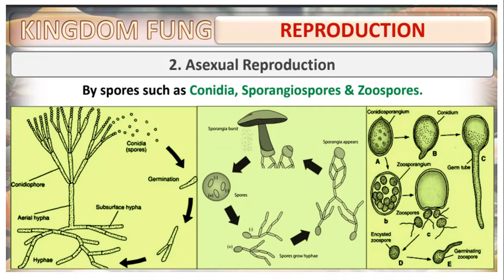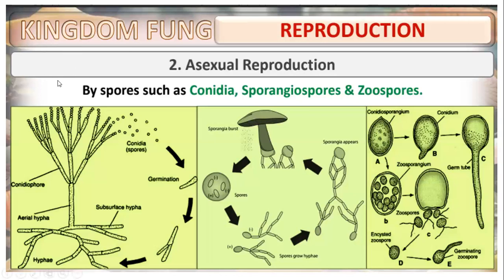Now these are also called chlamydospores, and they are non-motile. What do you mean by non-motile? They cannot move from one place to another. We don't have any leg-like structure. They are also called mitospores, because they are produced by mitosis. Then they are exogenous, meaning they are produced outside, not internally.